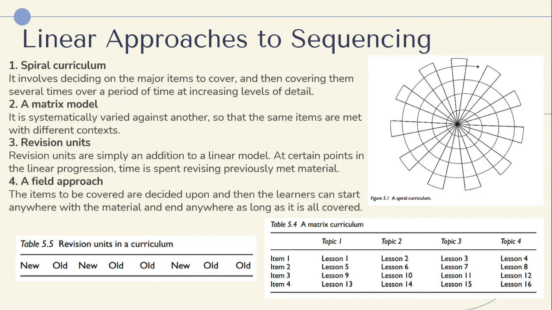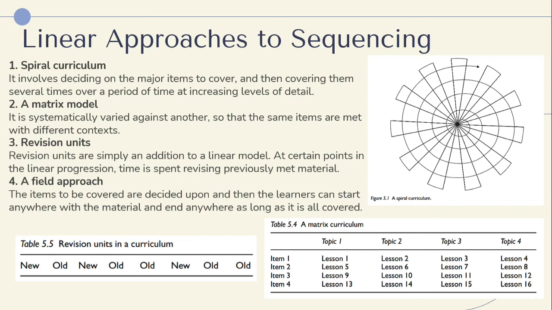And then the revision units, as in table 5.5, are simply an addition to a linear model. At certain points in the linear progression, time is spent revising previously met material. So the relative amount of time allotted for revision should increase as the course progresses. This is because there will be more and more material being revised, and the material needs to be revised several times, not just once. Ideally, the revision activity should do more than just repeat previous items, but should enrich them in some way.